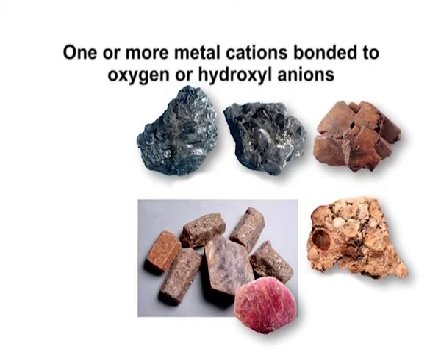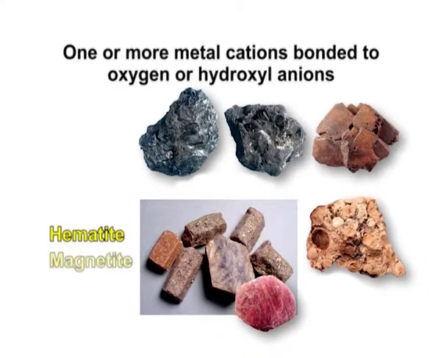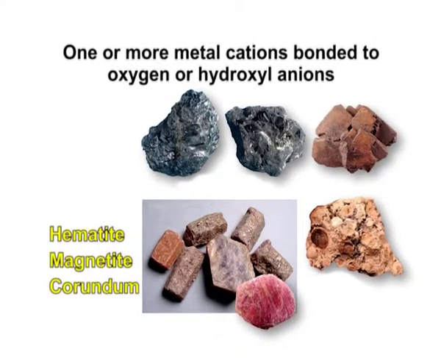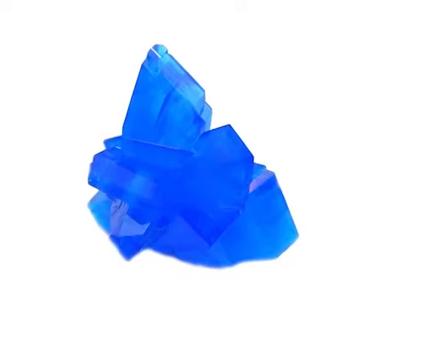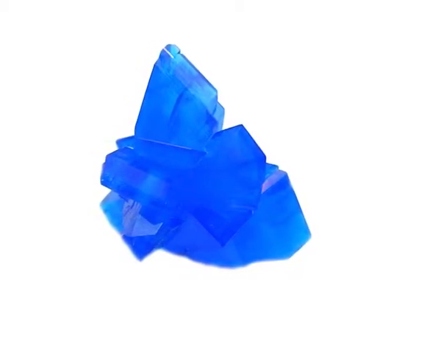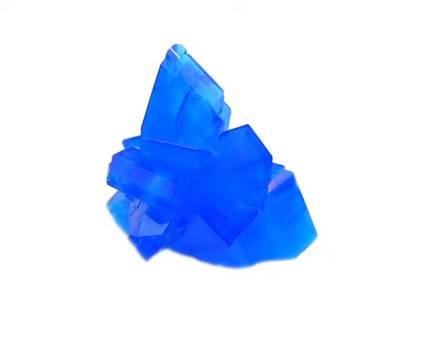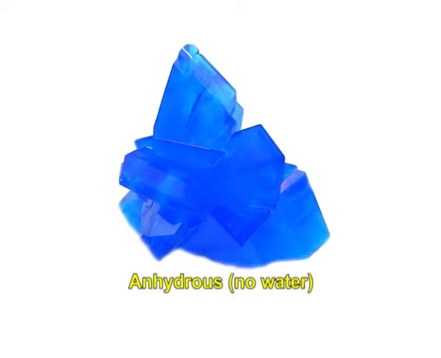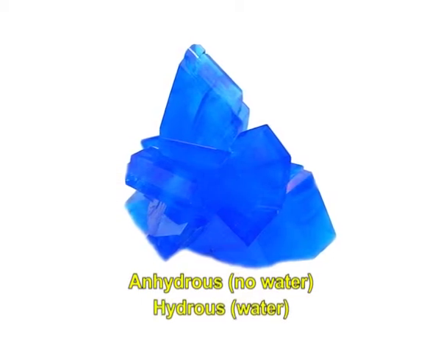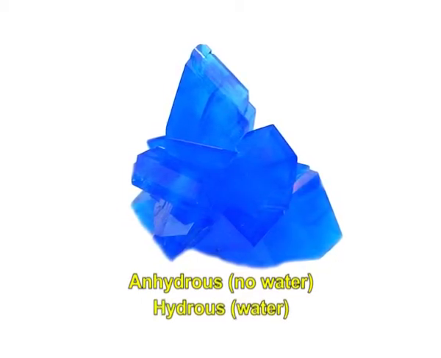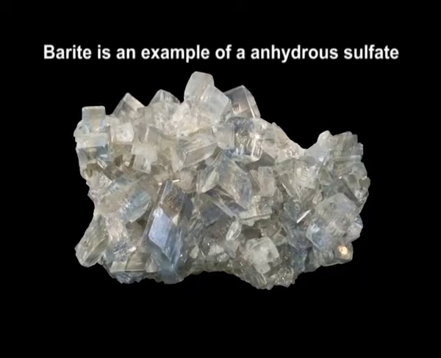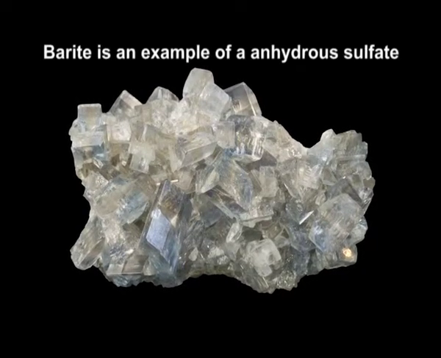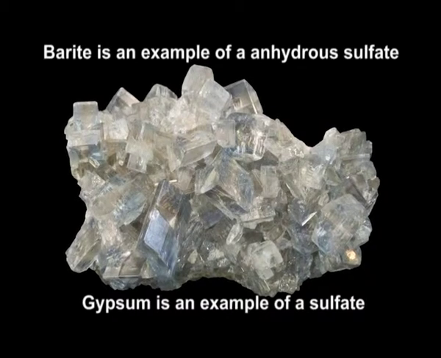Examples of oxides include hematite, magnetite, corundum and ice. Sulfates. Sulfates are minerals that include SO4 anionic groups combined with alkali earth and metal cations. Anhydrous (no water) and hydrous (water) are two major groups of sulfates. Barite is an example of an anhydrous sulfate and gypsum is an example of a hydrous sulfate.